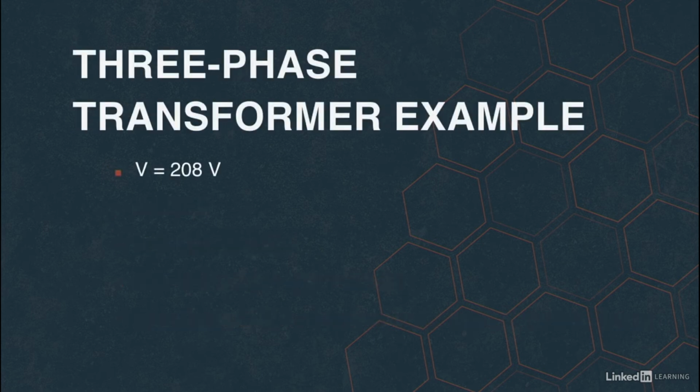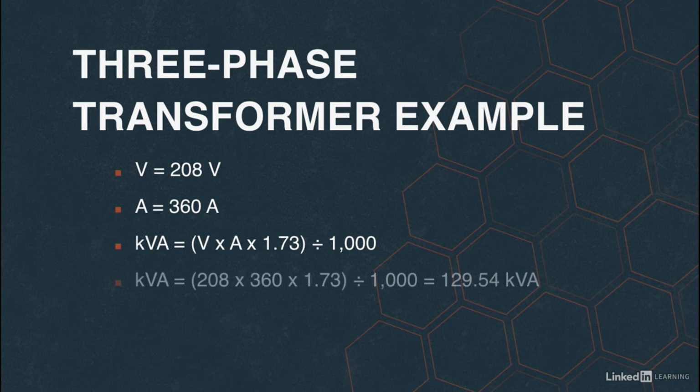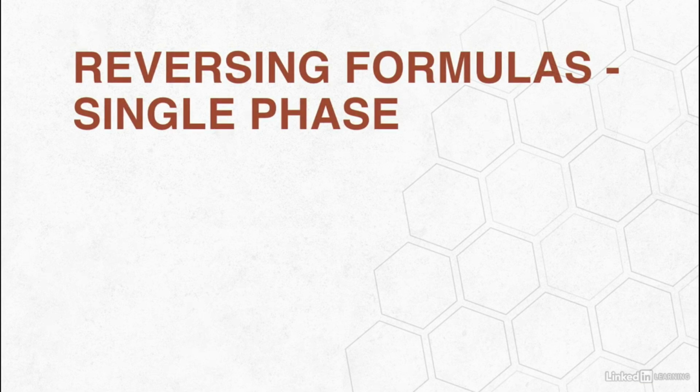A 208 volt transformer that uses 360 amps would calculate at 208 times 360 times 1.73, because it's a three-phase transformer, divided by 1000 would equal 129.54 kVA. We would round up to the next standard size transformer, which is 150 kVA. You can also use these formulas in reverse to find other values.